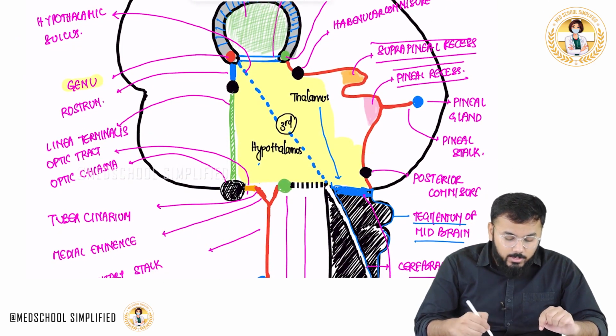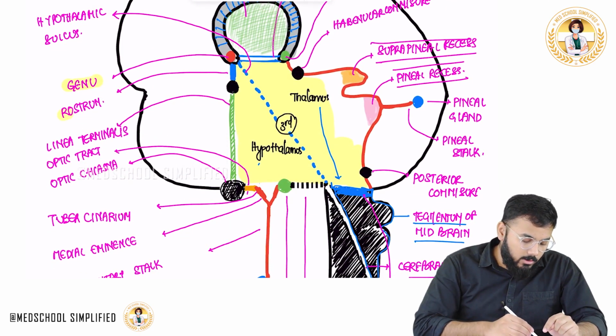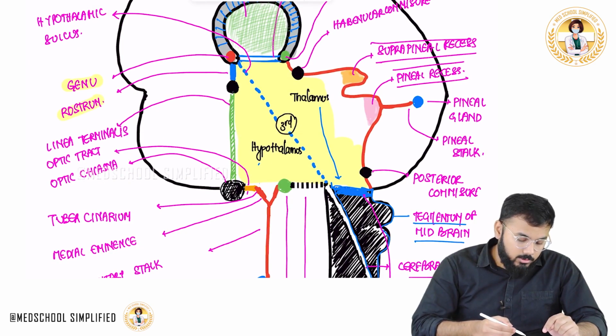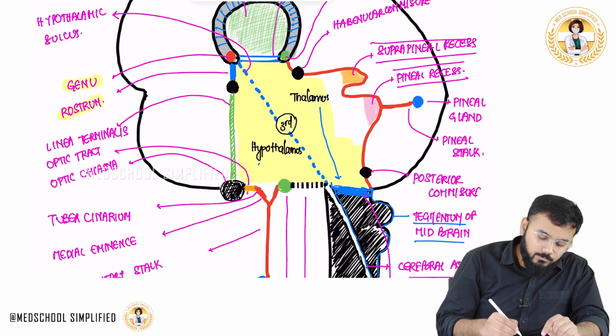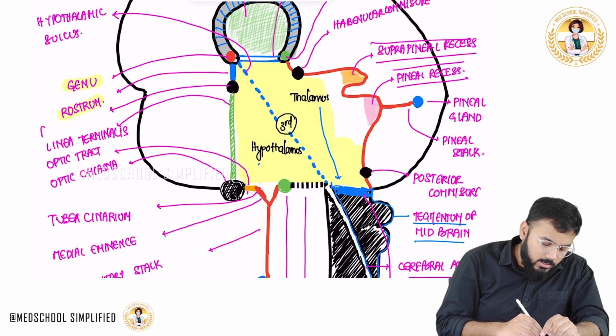And down here what do you have? Down here you have the rostrum, right? Attached to the rostrum what do you have? Attached to the rostrum you have the anterior commissure. So this commissure over here is called your anterior commissure.